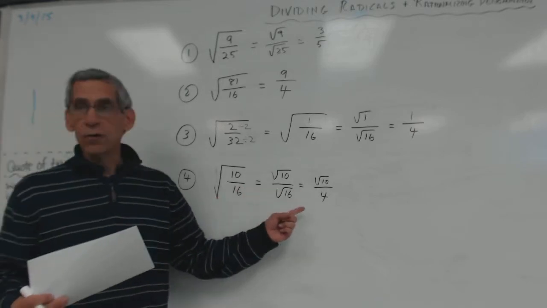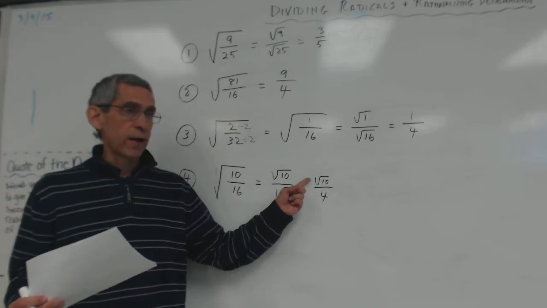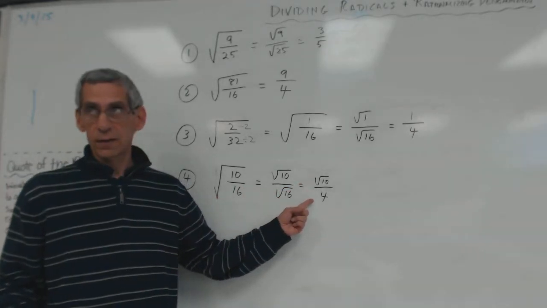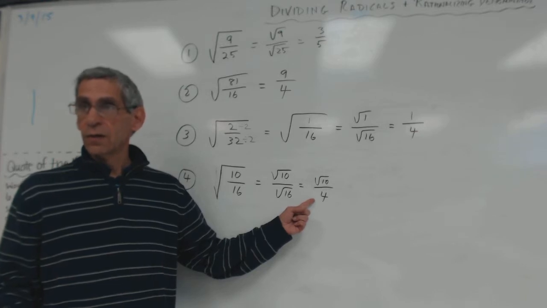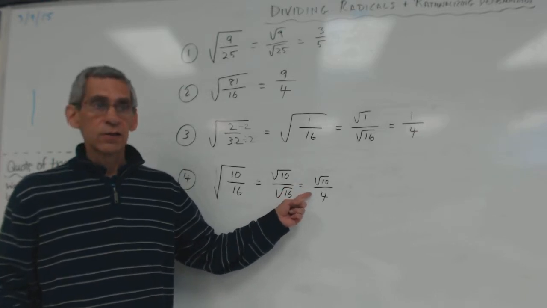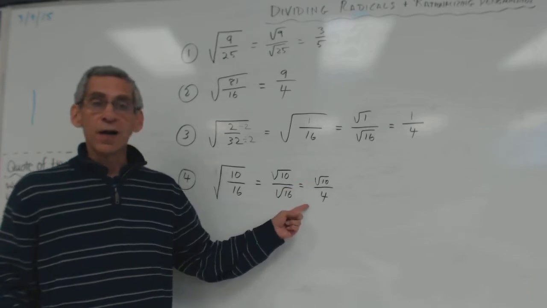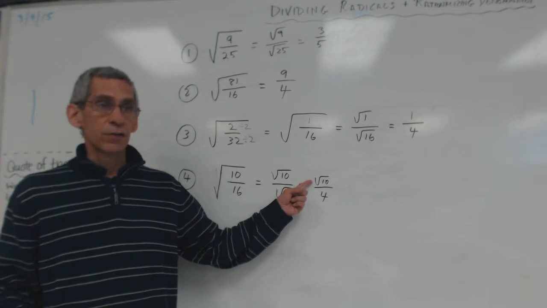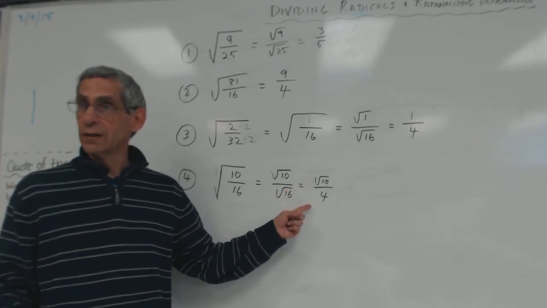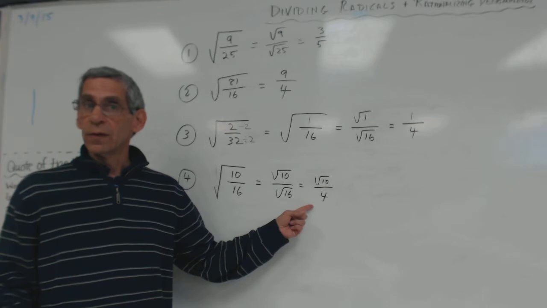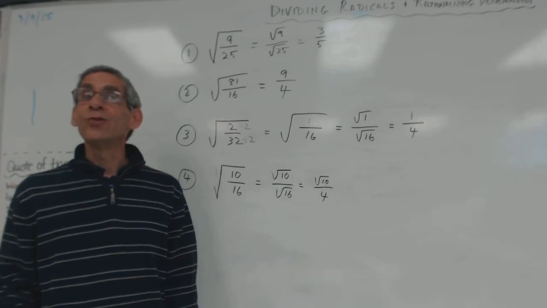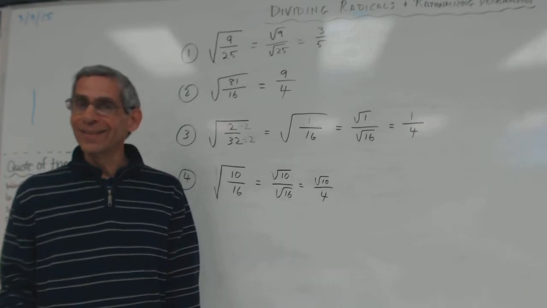Now I notice, don't miss this, there is a radical sign in the numerator, right? You see that, right? That's okay. It's okay to have your final answer have a radical sign in the numerator, okay? It is not okay for your final answer to have a radical sign in the denominator. So that's why you're rationalizing. And that's when we come to what's called rationalizing the denominator.